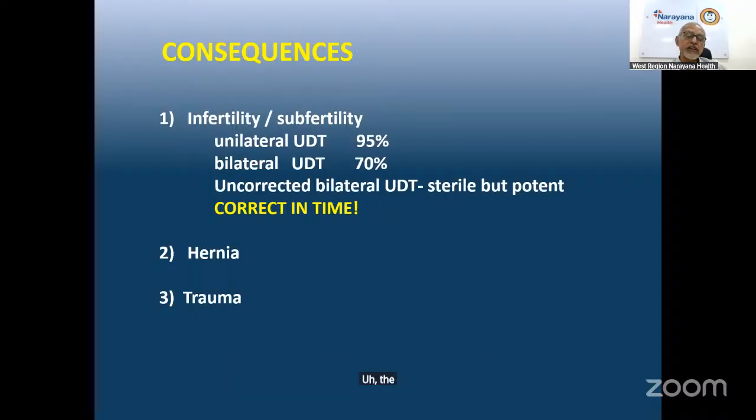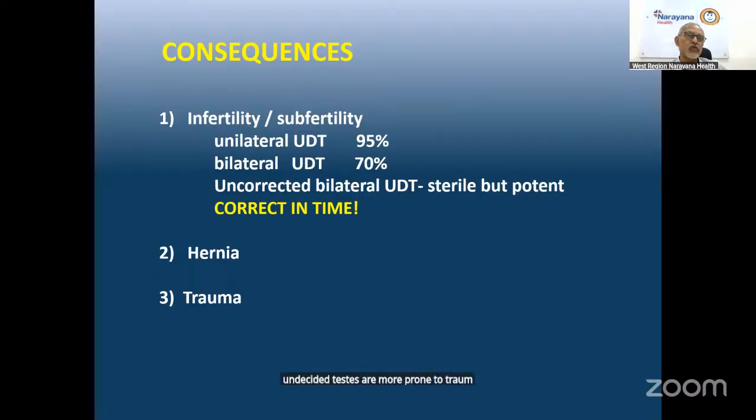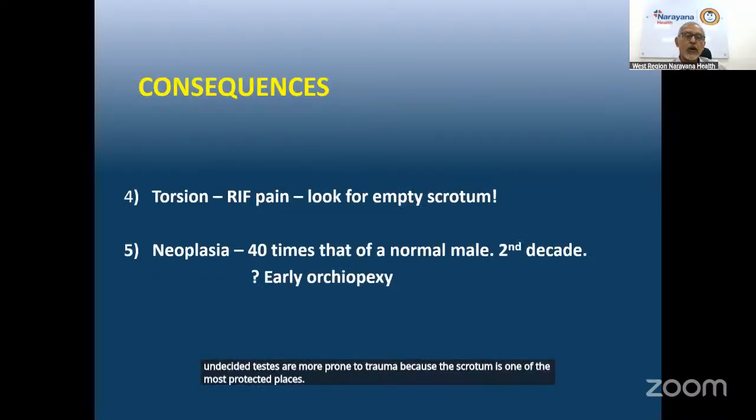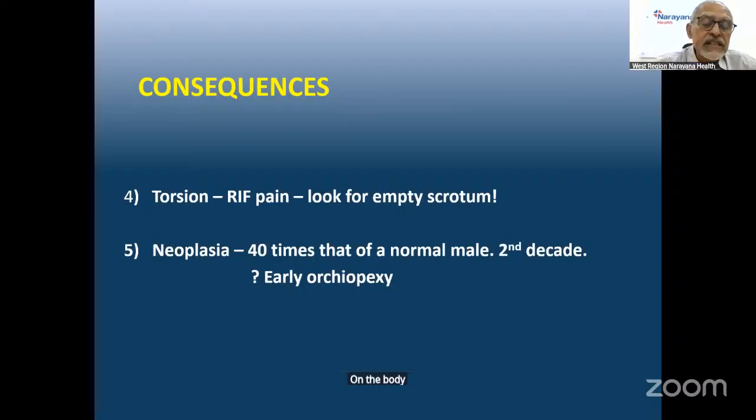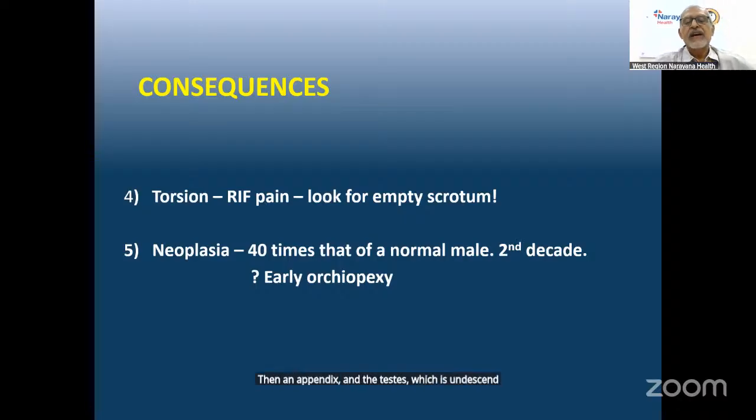The consequences of an undescended testes can be infertility. There is always an associated hernia. Undescended testes are more prone to trauma because the scrotum is one of the most protected places on the body. An undescended testes is prone to torsion. If there is a right iliac fossa pain with an empty scrotum, the diagnosis is more likely to be torsion in an undescended testes than an appendix. And the testes, which is undescended, has a higher chance than a normal male of becoming cancerous.